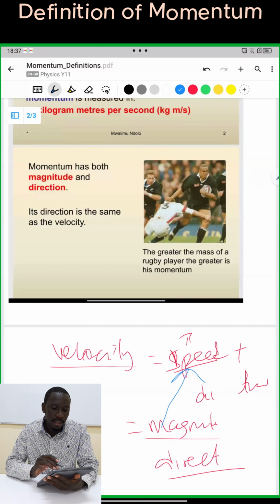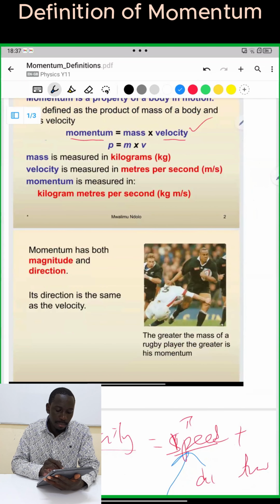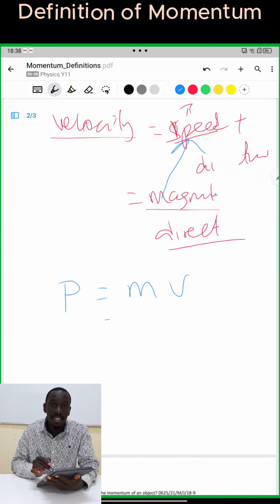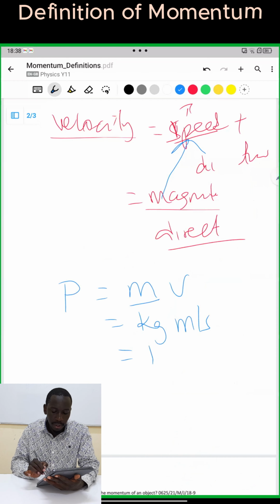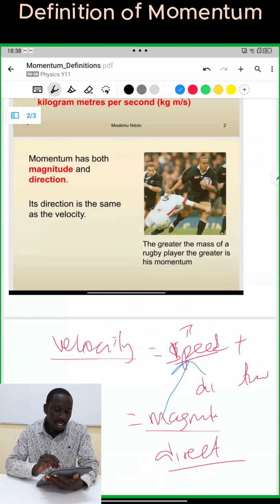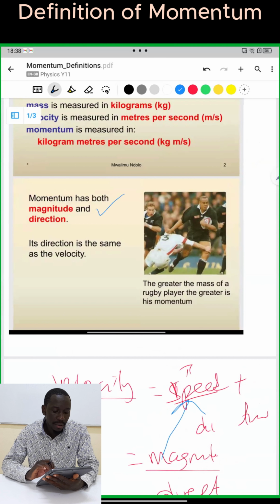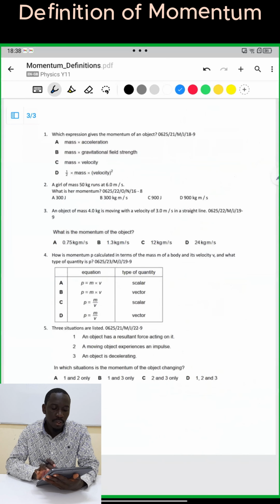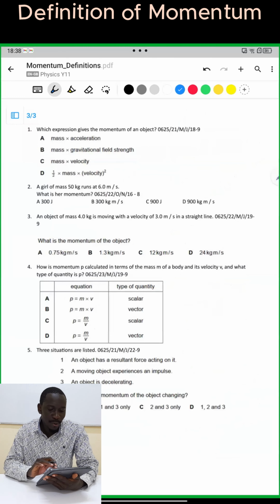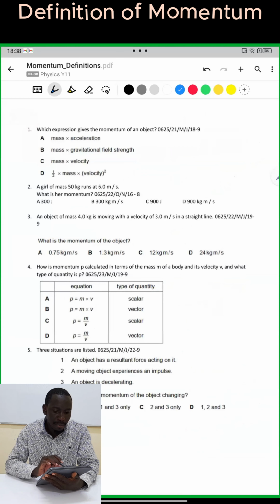If you look at the definition, momentum p is given by mv. From here we can see the unit. The unit of mass is kg, and the unit of velocity is meters per second. That is why we have kg meters per second as the unit. We can just derive it from the formula. We've already mentioned that momentum has both magnitude and direction; that's what makes it a vector quantity. So I have 5 questions here that I want us to go through as fast as possible to help you understand the definition of momentum.